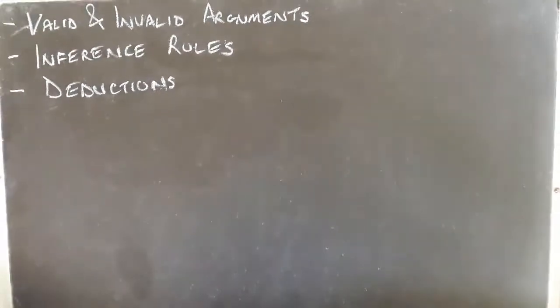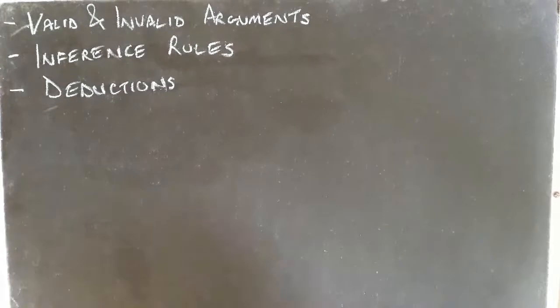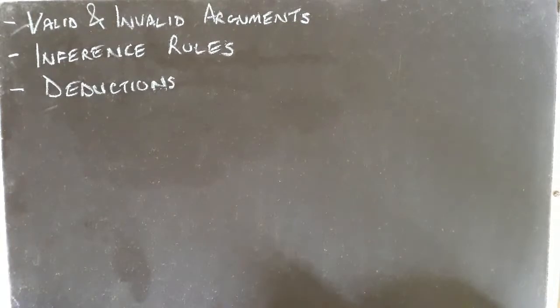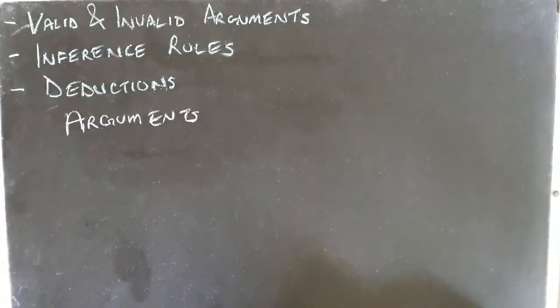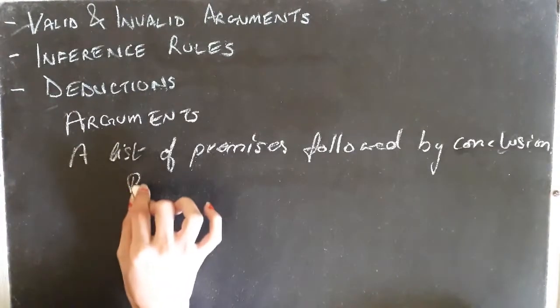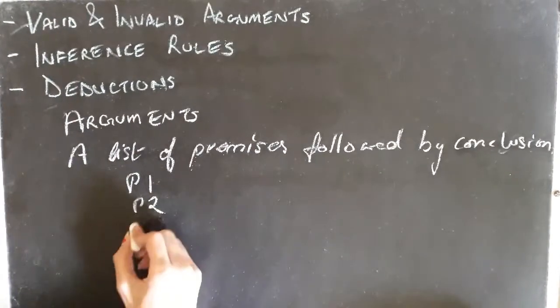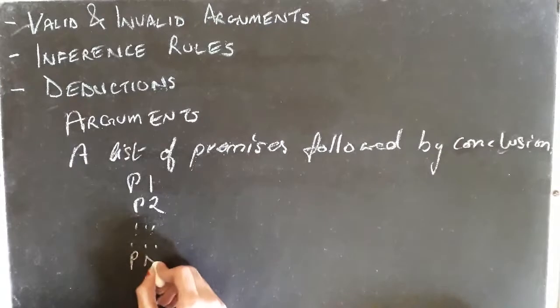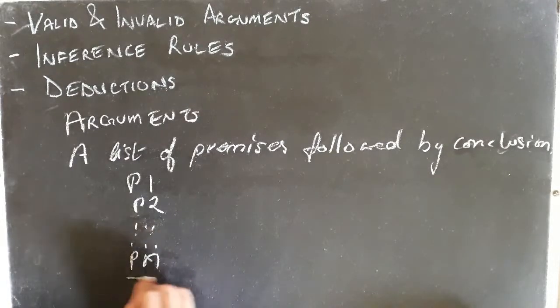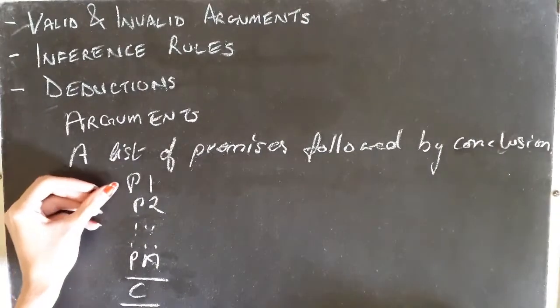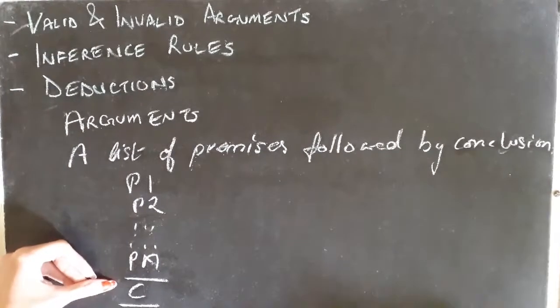So today we will learn valid and invalid arguments, inference rules and deductions. Firstly, we need to understand what arguments are. An argument consists of a list of premises followed by a conclusion, written as P1, P2, P3, and similarly it goes on till Pn, and a conclusion. So this is an argument which consists of the premises followed by a conclusion.